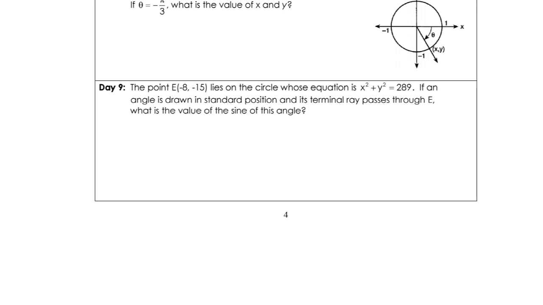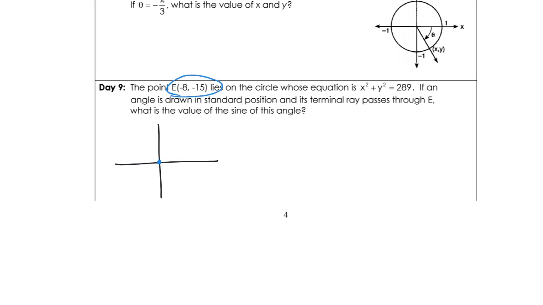Hey guys, we're going to be on day 9 of Unit 11 today, and it says that point E, which is at (-8, -15), lies on the circle whose equation is x squared plus y squared equals 289. If an angle is drawn in standard position and its terminal ray passes through E, what's the value of sine of this angle?